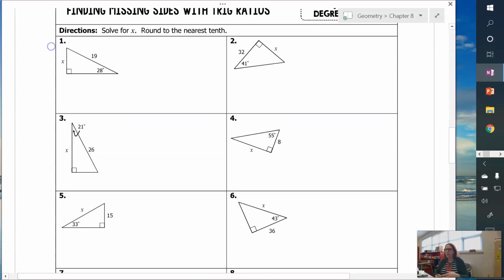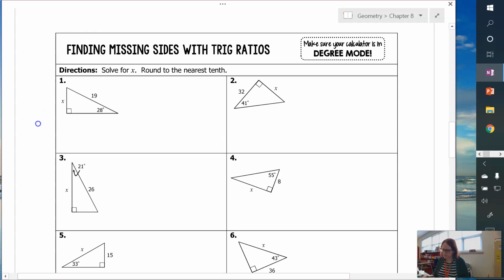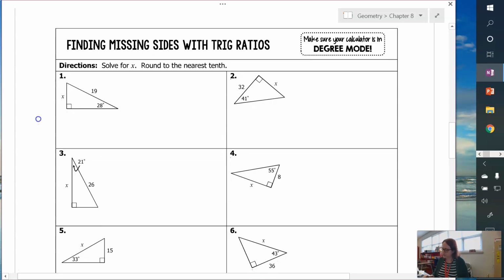Now we're going to apply these ratios. I told you at the start of the video we could figure out lengths from angles. So what we're going to do is we're going to start solving some triangles. We're going to find missing sides using the trig ratios.